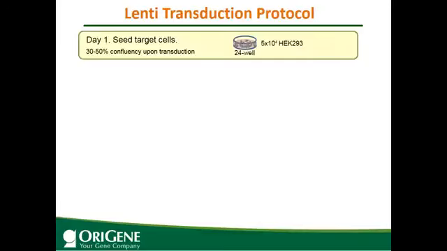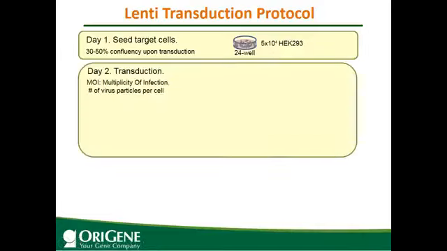So the next procedure is the transduction protocol. On day 1, seed your target cells. The confluence should be about 30 to 50% at the time of transduction. Different cells have different sizes, so the cell number may be different too. On a 24-well plate for HEK293, you seed about 50,000 cells.